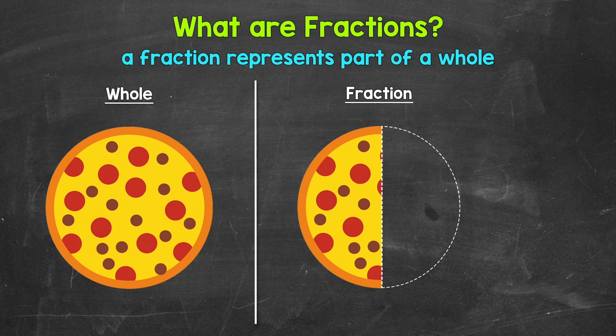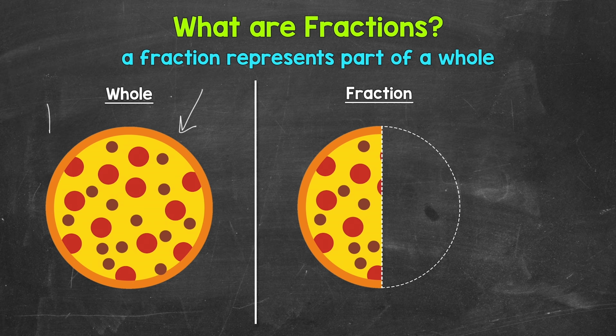Now, simply put, a fraction represents part of a whole. Let's jump into some examples here to help us understand what this means. And we're going to start with this whole pizza right here. So we have one whole pizza. If we had two whole pizzas, we'd write 2. If we had 3 pizzas, we'd write 3. So on and so forth. The point being, we use whole numbers to represent wholes. So nothing new here. But what if we only have part of a whole?